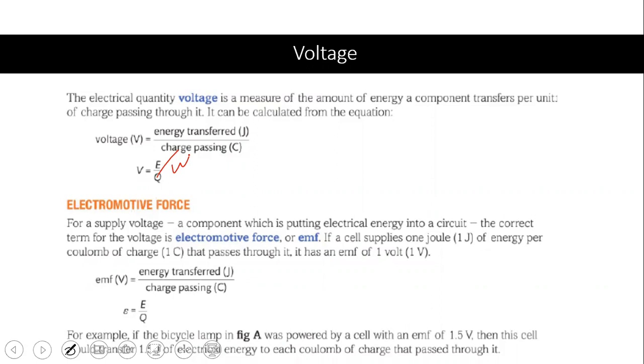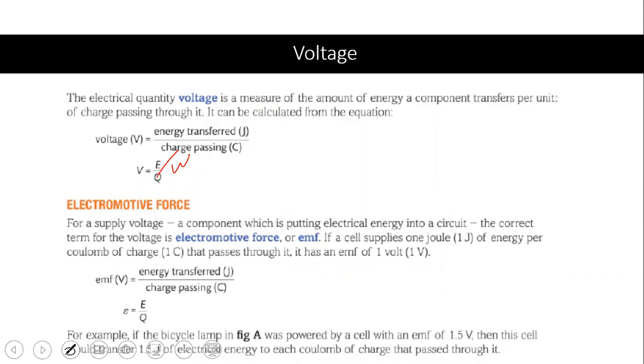Now, what about electromotive force and potential difference? Both of these are alternate terms for voltage. Electromotive force is the terminology we use when we talk about a battery. So whenever I'm talking about the voltage of a battery, I will use the term electromotive force. And whenever I'm talking about a load, like a lamp or a resistor, I will use the term potential difference.